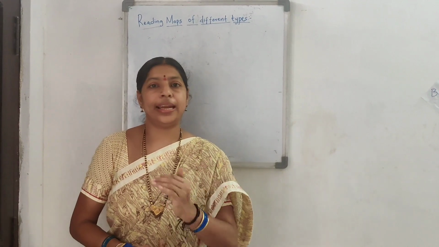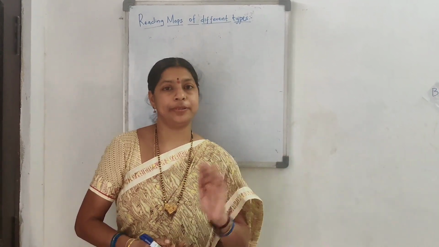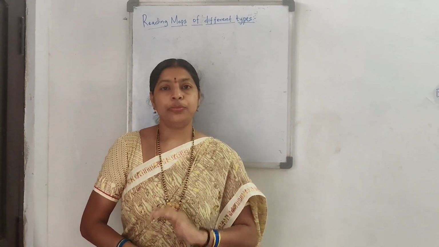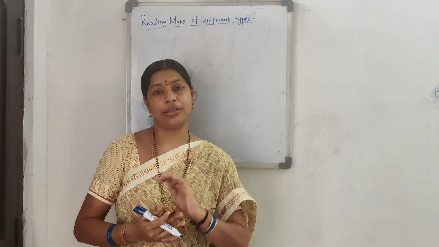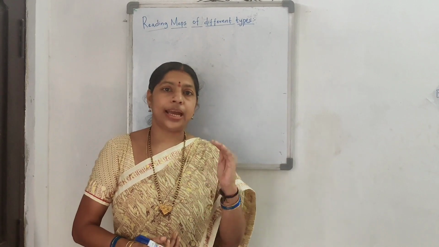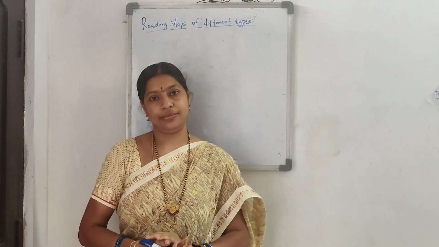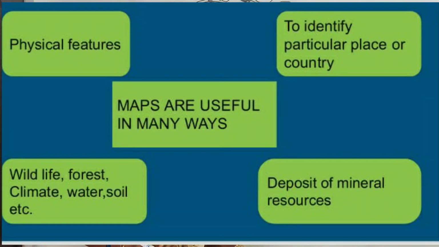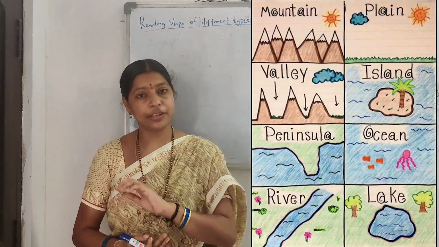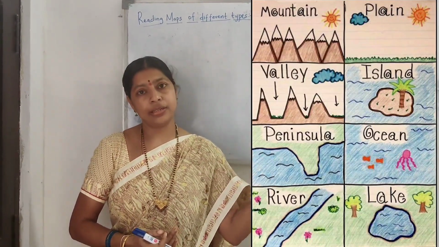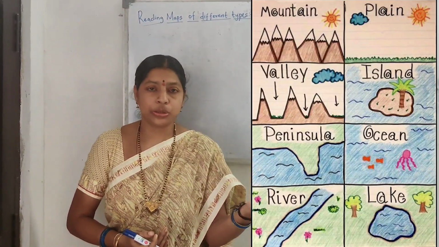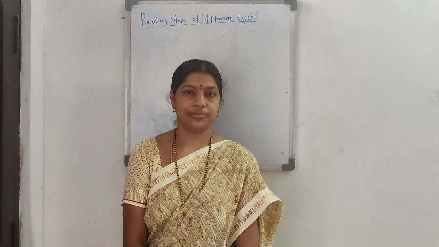We need to take the help of different types of maps. You must have seen different types of maps in an atlas. Maps are helpful in many ways, to identify a particular place or a country, physical features like mountains, forests, rivers, wildlife, mineral resources, etc.